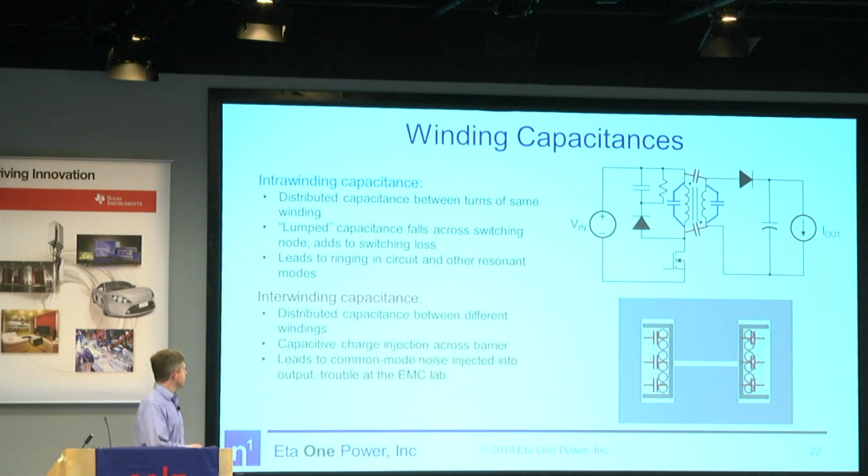Inter-winding capacitance is the capacitance between turns of separate windings. So here we have capacitance between the input switch node and the output. That's going to inject common mode noise into the output, which is very difficult to get rid of, and it's going to cause you problems in signal integrity. And also in the EMC lab, when you're trying to push out your product to manufacture, the last time you want to see problems. So that's something to consider.